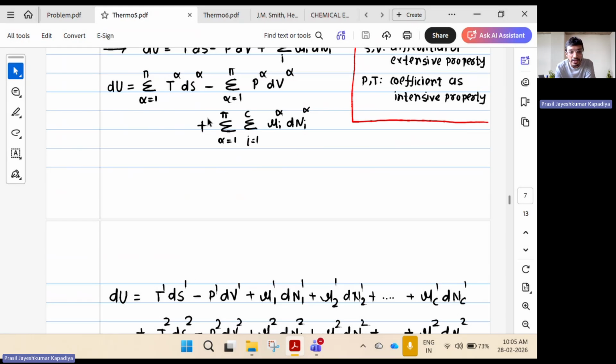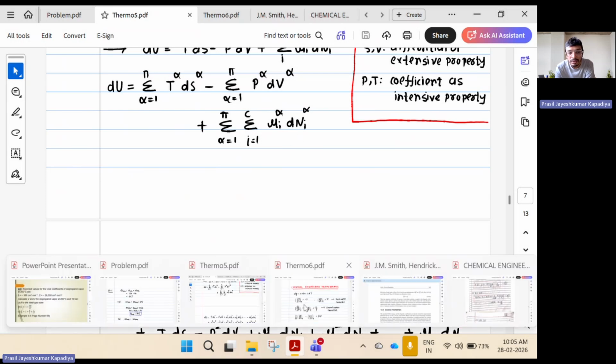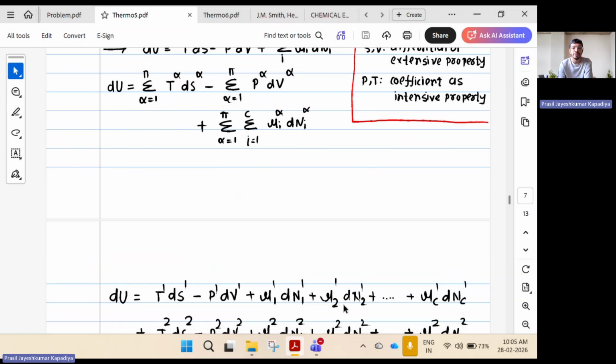T1 dS1 minus P1 dV1 plus... Now here, what is the issue? We have components 1 to C. So let's first write it for component 1, mu1 dn1, then for the second component mu2 dn2 in phase 1, plus like that till we have mu_c dn_c in phase 1. So we have currently written everything for one phase.